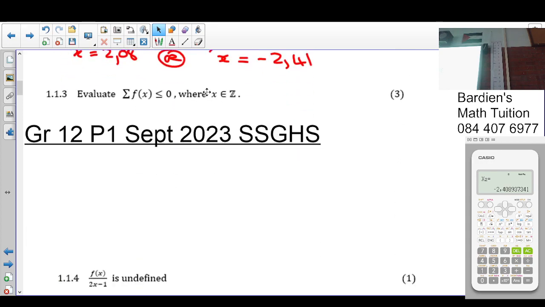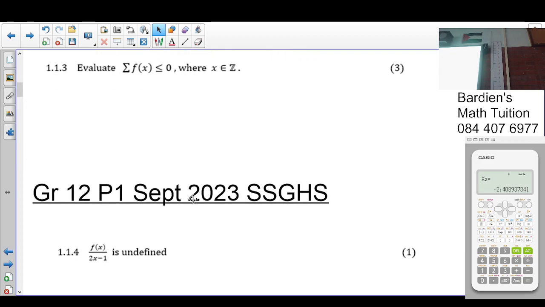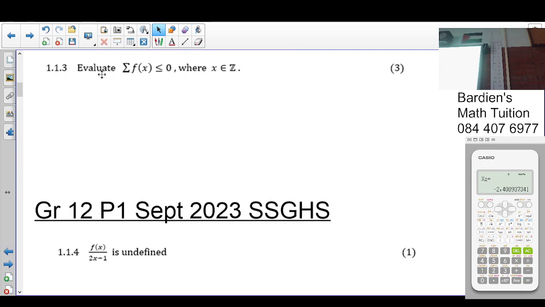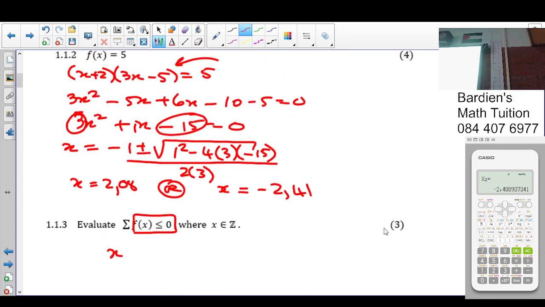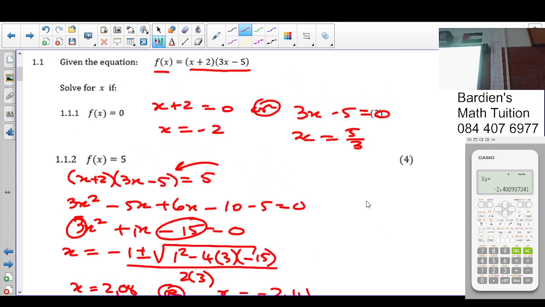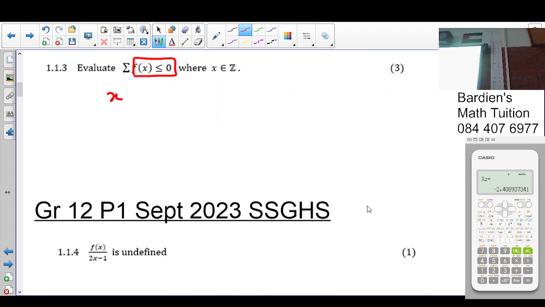The next question says, where is f of x less than 0? So what we do is we first say, okay, where's f of x less than 0? Let's take that part first. So in other words, it's going to be x plus 2 and 3x minus 5. So (x plus 2)(3x minus 5) must be less than or equal to 0.